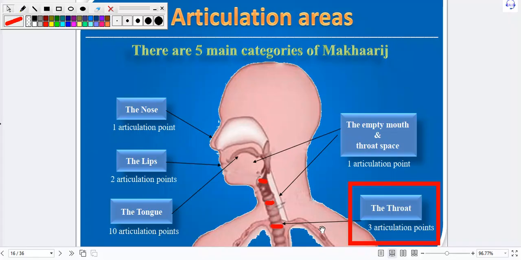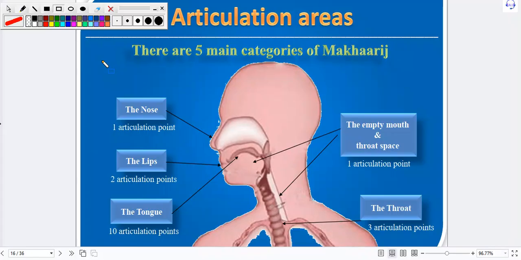So these are the 3 points, and altogether we have these 5 organs. When you try to learn how to pronounce, these are the 5 organs we are going to use, and these are the only 5 organs. We will learn the Arabic alphabets, the Quranic alphabets, one by one, and how you can pronounce them.